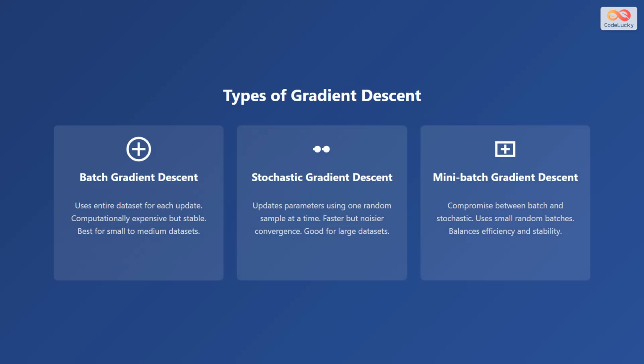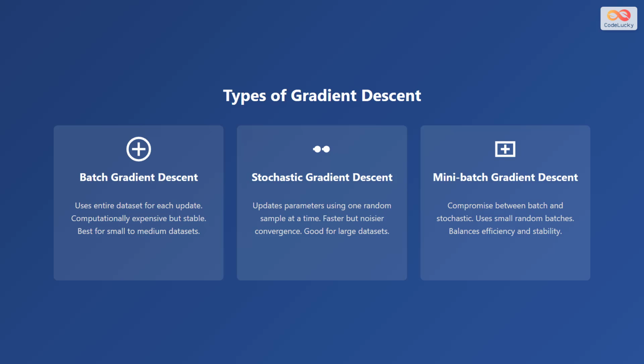There are three main types of gradient descent. The first one is batch gradient descent. This uses the entire data set for each update, which is computationally expensive but stable. It is best for small to medium data sets.